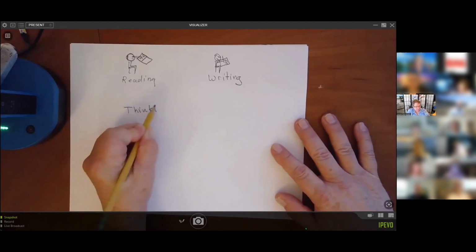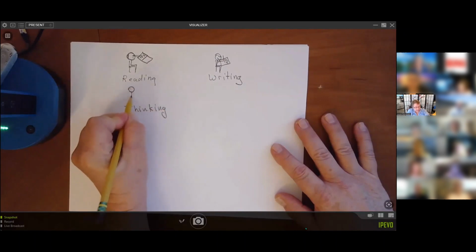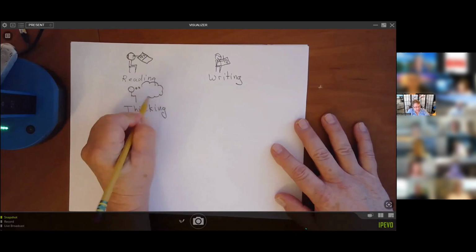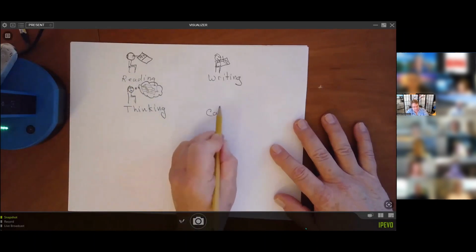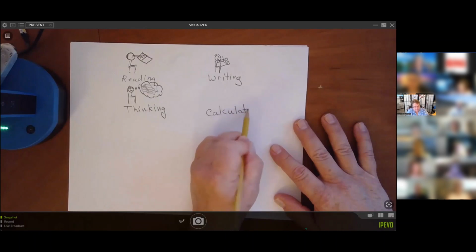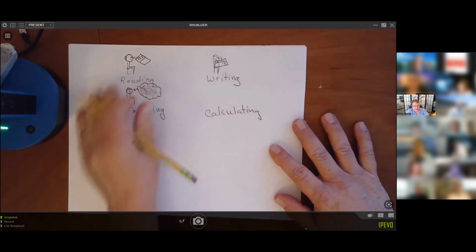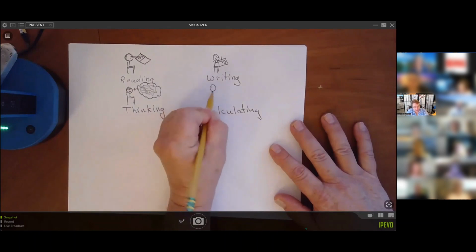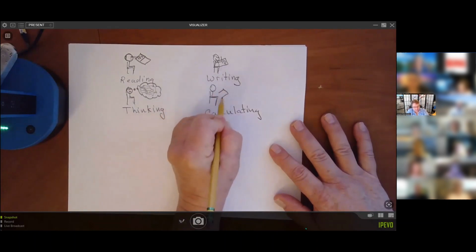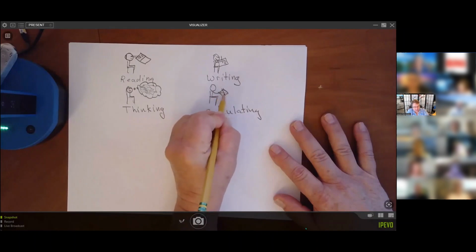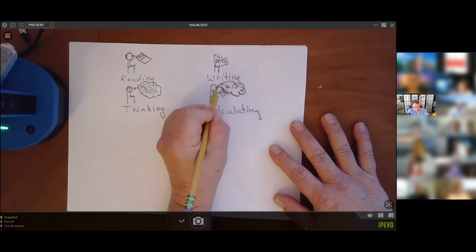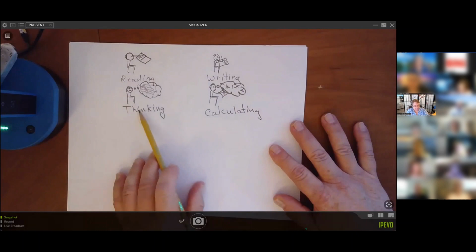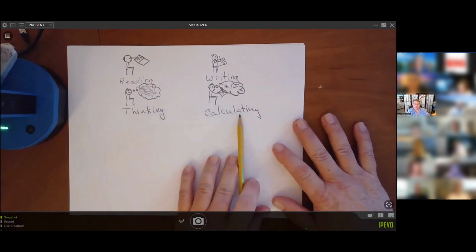Well, there's another set: thinking and calculating. Thinking is more internal. Here I am thinking about the problems of the world. It's a nasty cloud of mess. And over here, calculating is a type of thinking. Indeed, all of these are a type of thinking, but calculating is more external. That's when you're figuring something out. So here I am with my calculator, and I'm adding up some figures. So again, we have the internal and external, or passive and active aspects.